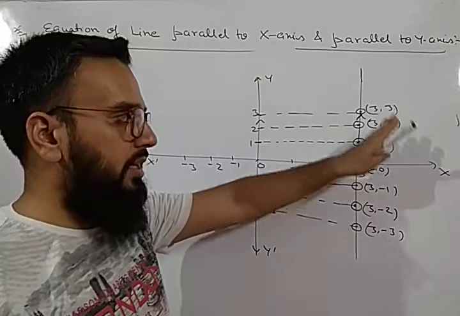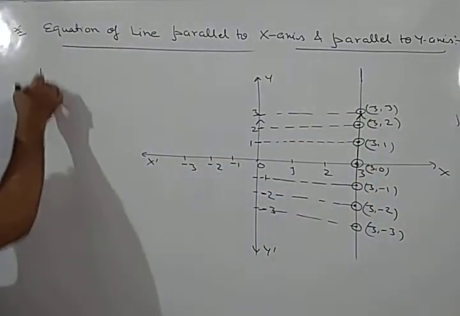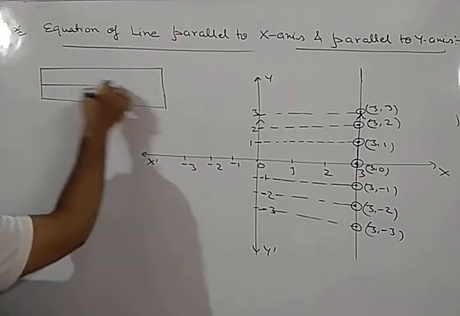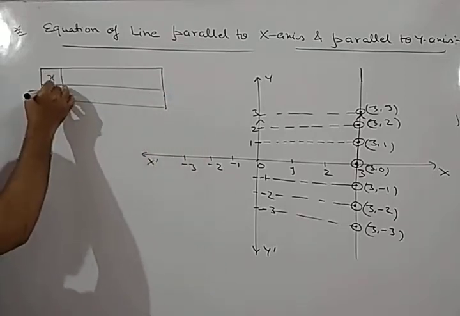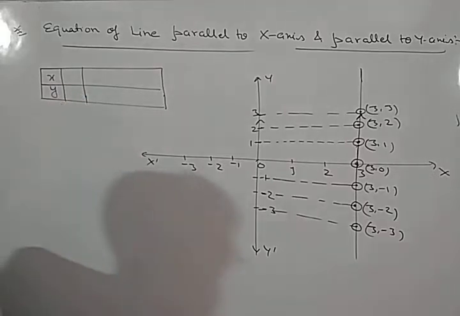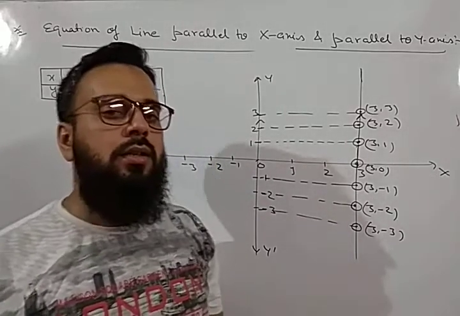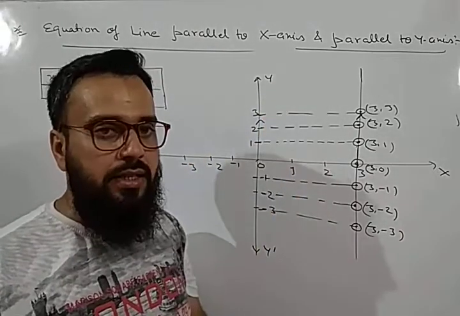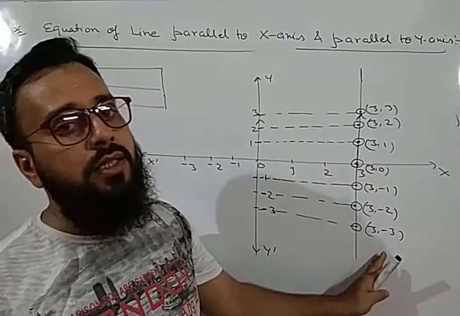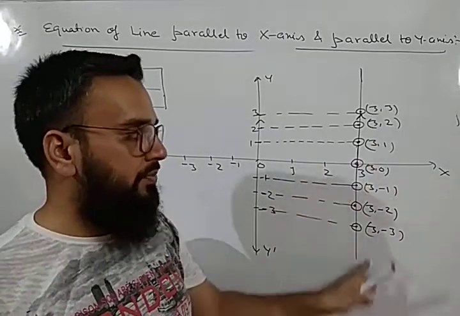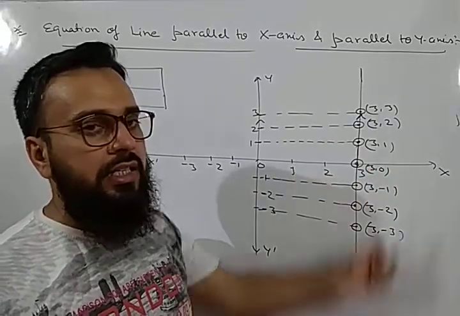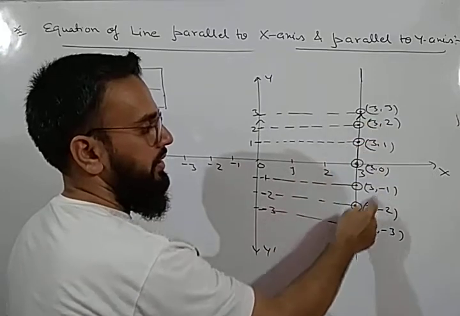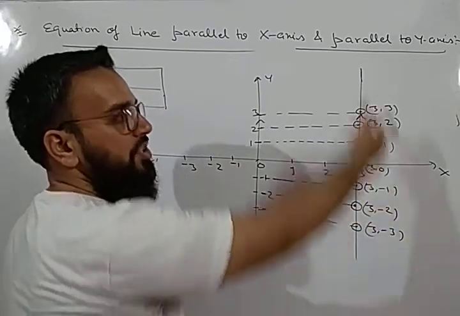Now if you again form the table of this particular line, x versus y, then what will happen? As we know, on y-axis, x coordinate is 0 and y coordinate continuously changes. So on a line which is parallel to y-axis, the x coordinate will be fixed and y coordinate will continuously change. You can see all the ordered pairs. The value of x is constant, 3, 3, 3, 3, 3, 3, and the y coordinate is continuously changing.